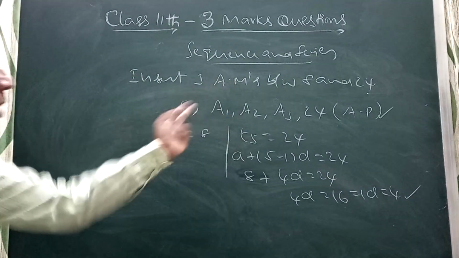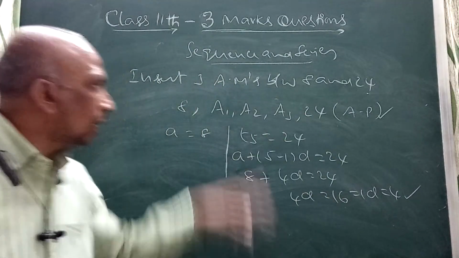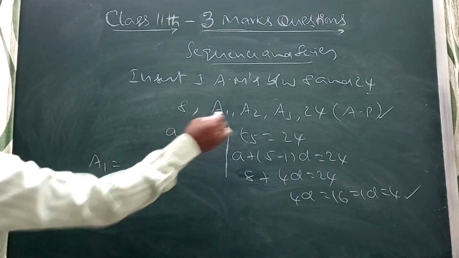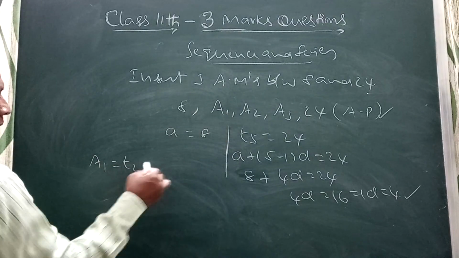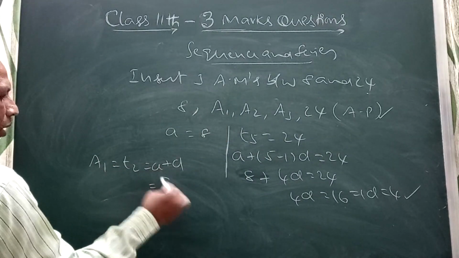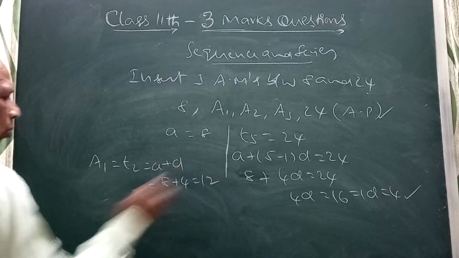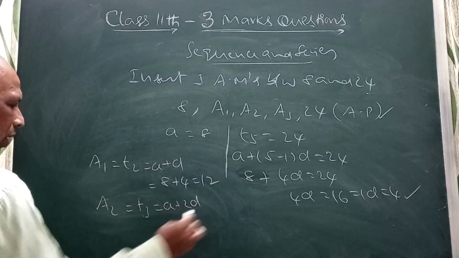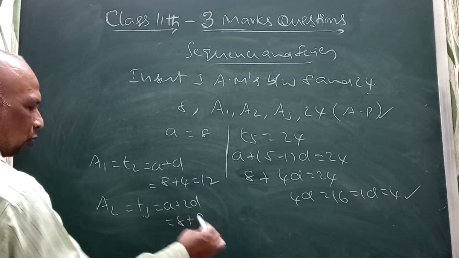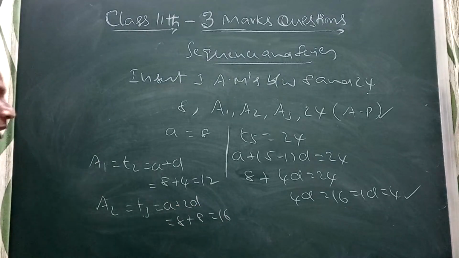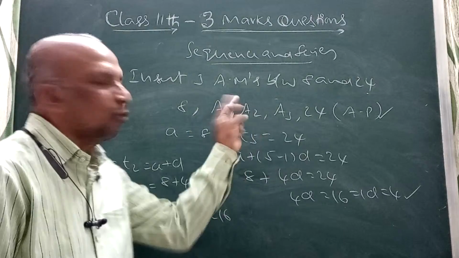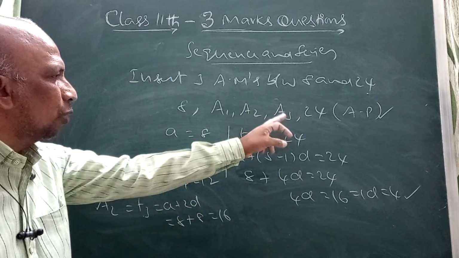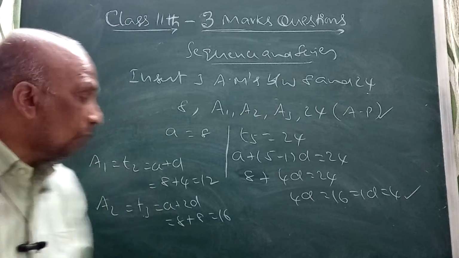Because these are in AP, I can find A1, which is the second term: T2 means a plus d, so 8 plus 4 is 12. A2 is T3, so a plus 2d, 8 plus 2 into 4, becomes 16. Otherwise, the common difference is 4: 12 plus 4 is 16, 16 plus 4 is 20, 20 plus 4 is 24.